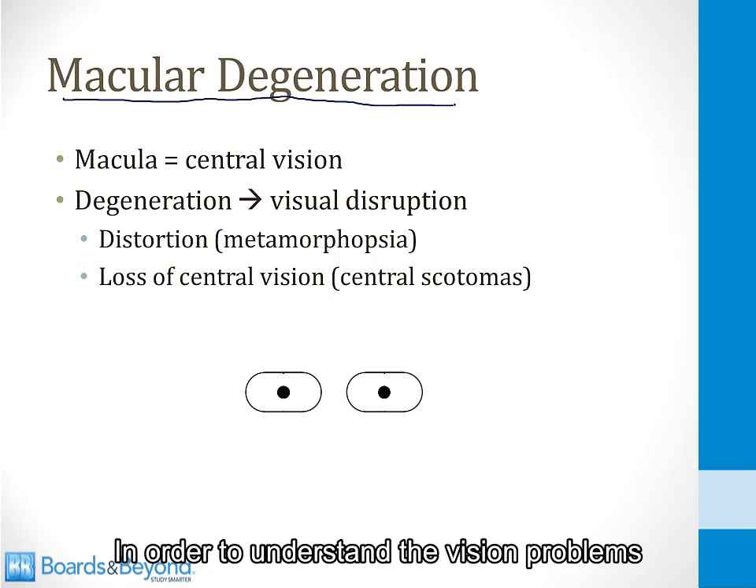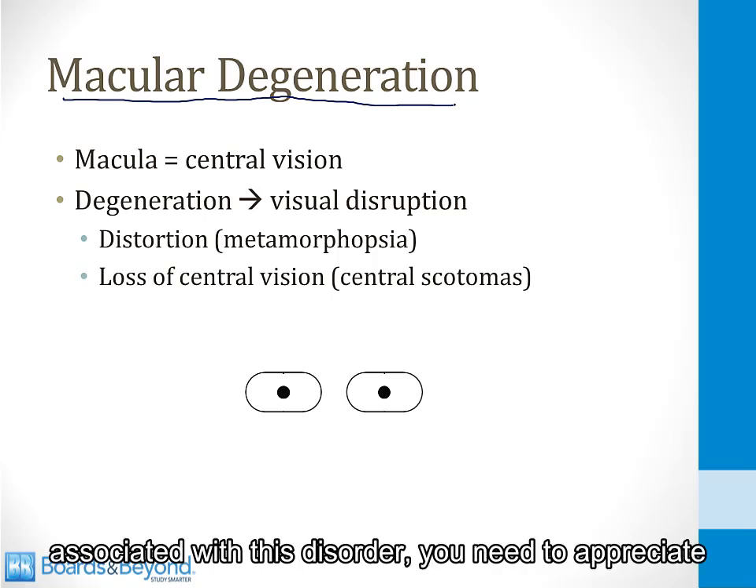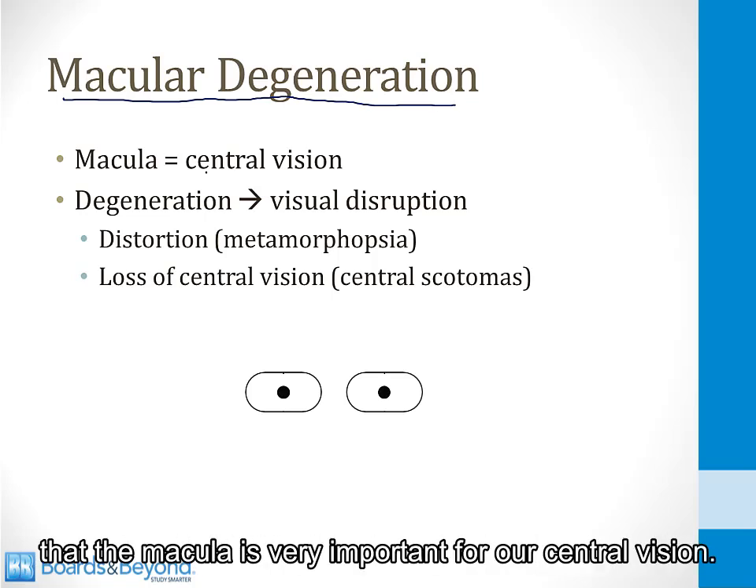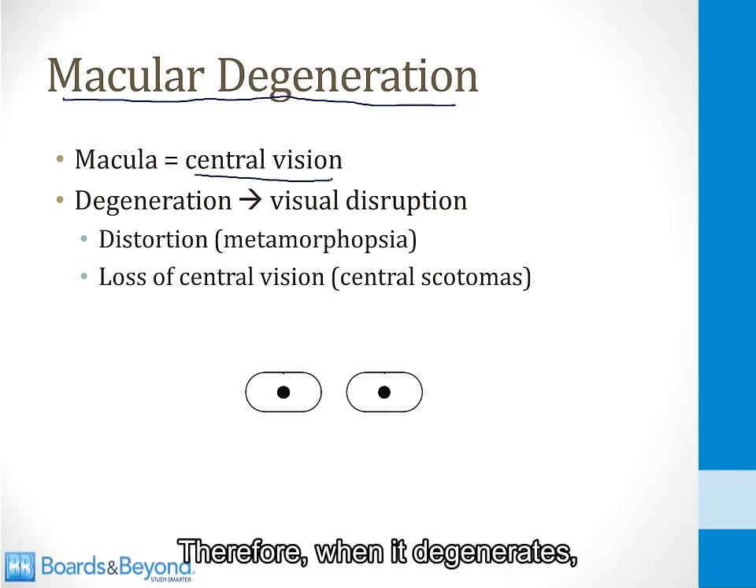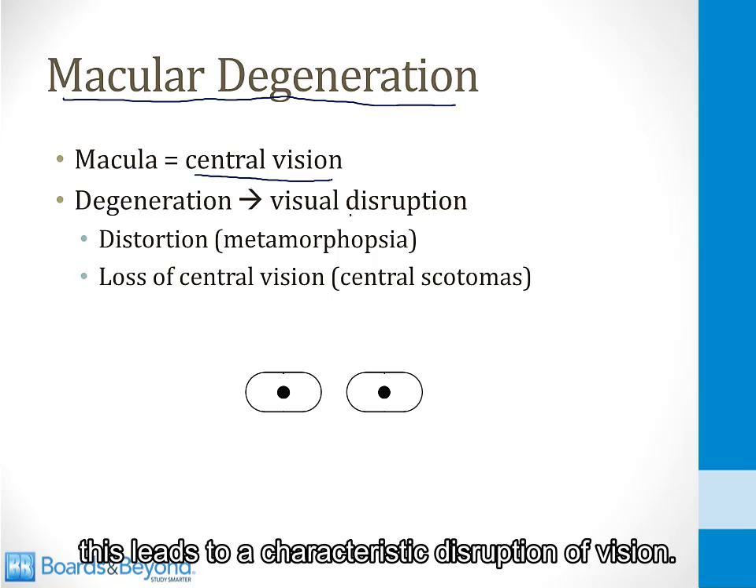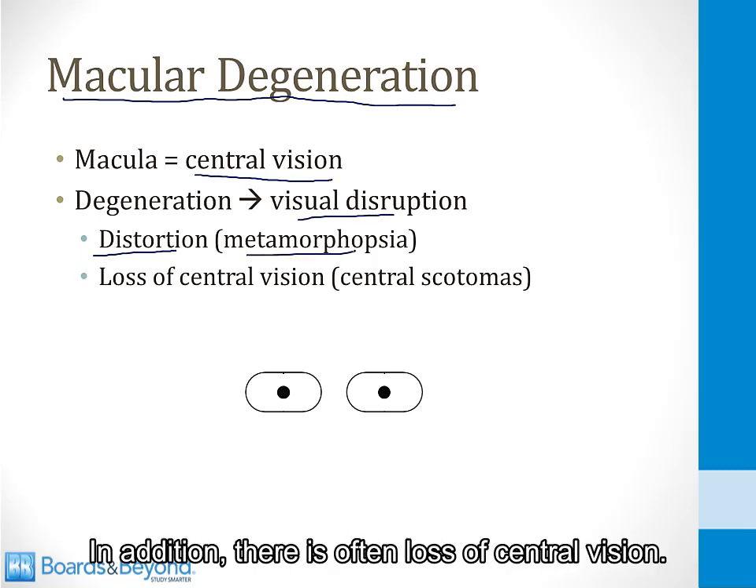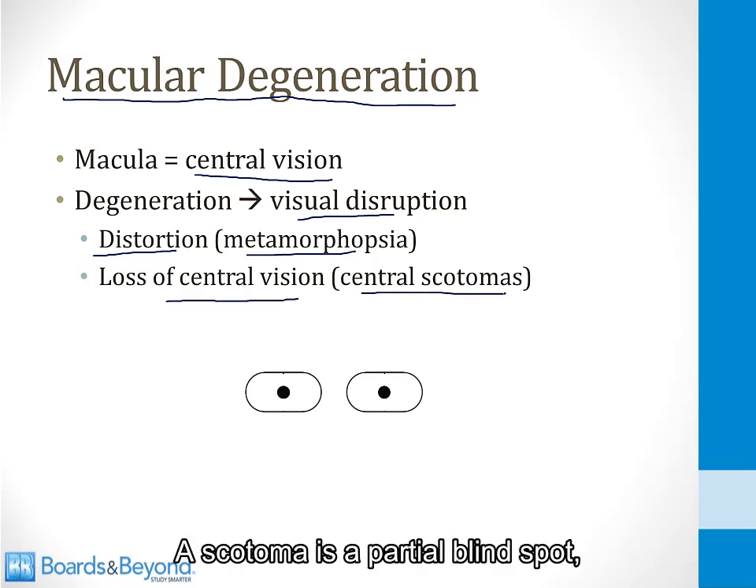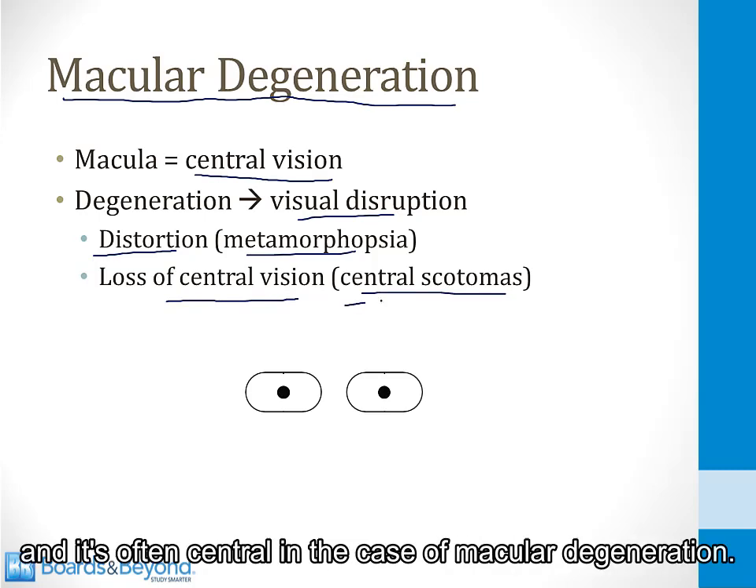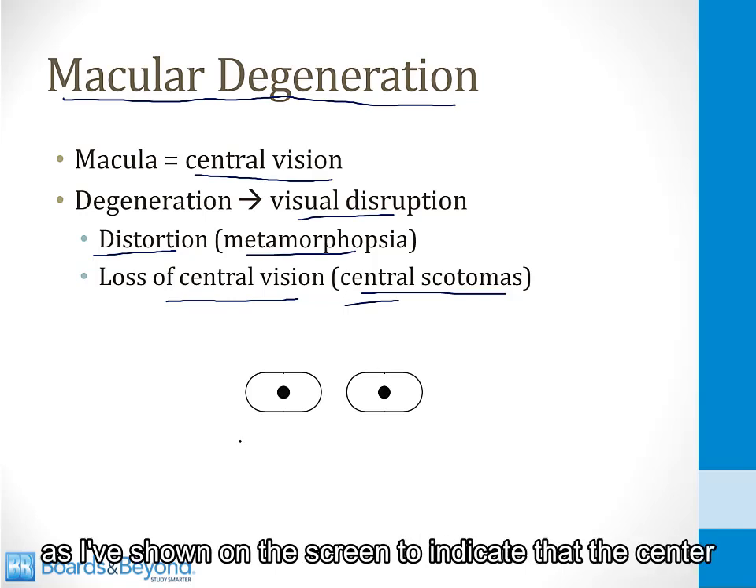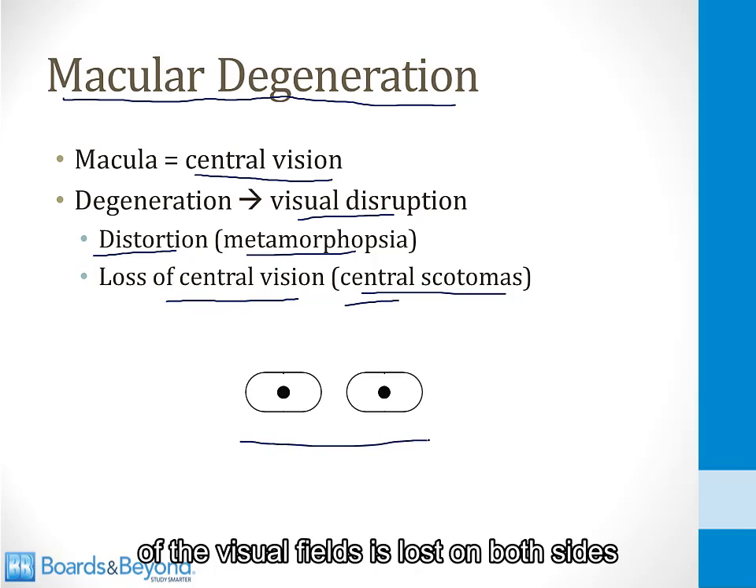In order to understand the vision problems associated with this disorder, you need to appreciate that the macula is very important for our central vision. Therefore, when it degenerates, this leads to a characteristic disruption of vision. First of all, there can be distortion of the visual fields. This is called metamorphopsia. In addition, there is often loss of central vision. This is called a central scotoma. A scotoma is a partial blind spot, and it's often central in the case of macular degeneration. Sometimes the visual fields are drawn, as I've shown on the screen, to indicate that the center of the visual fields is lost on both sides.